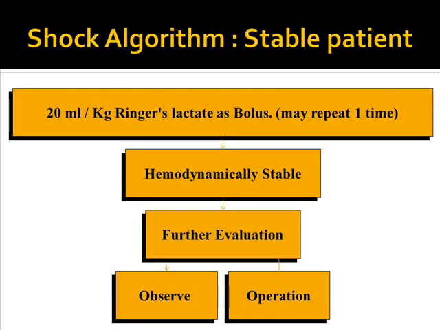This algorithm shows our management for the shock patient, for the stable patient in shock. We first give 20 mls per kg of Ringer's lactate as a bolus, which we may repeat once. And if we achieve hemodynamic stability, we monitor further and we observe for any indication for operation. We can send the patient for the same.